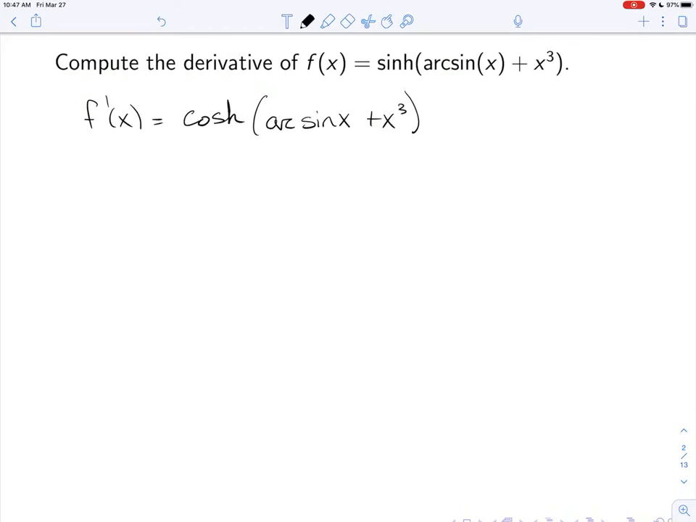Then you want to multiply by the derivative of the inside. Well, the derivative of arc sine is 1 over the square root of 1 minus x squared, and add the derivative of x cubed, which is 3x squared. And I look at this, and I'm always thinking about simplifying, but there's really not much I can do here, so I'm going to call that my answer.